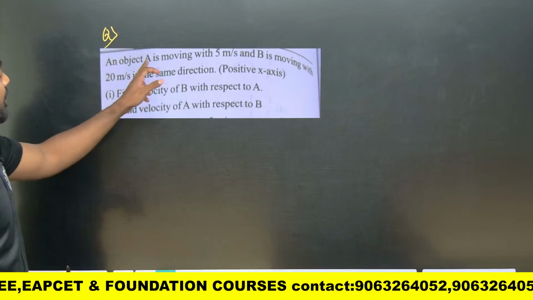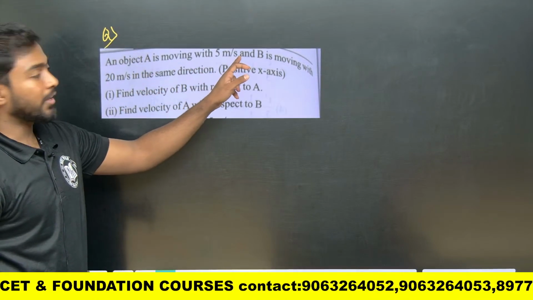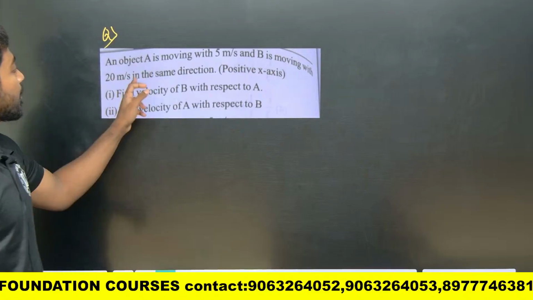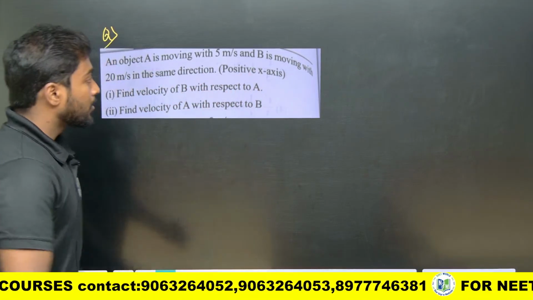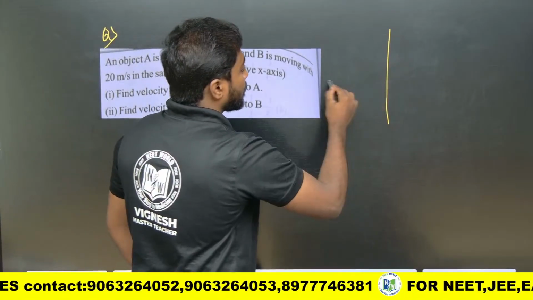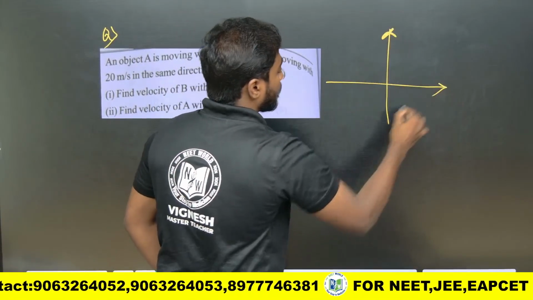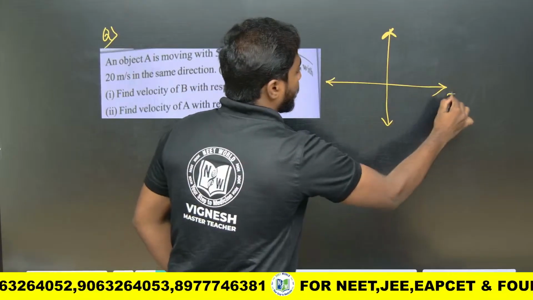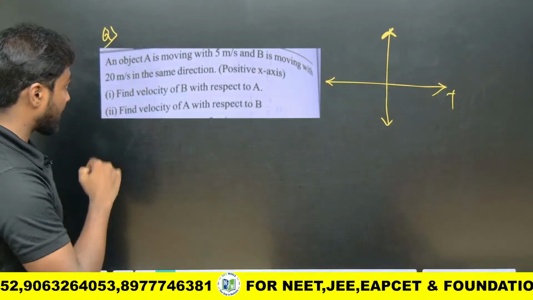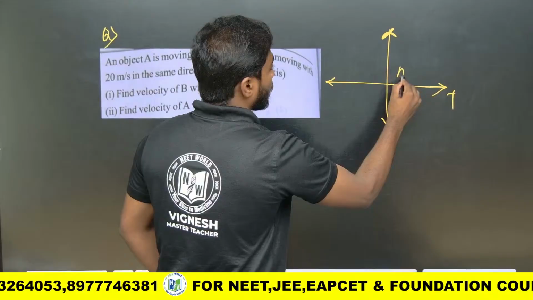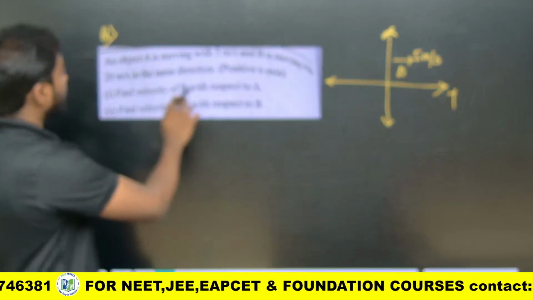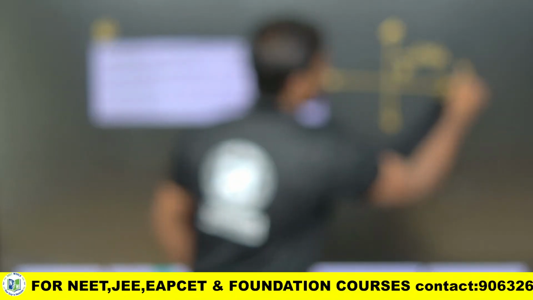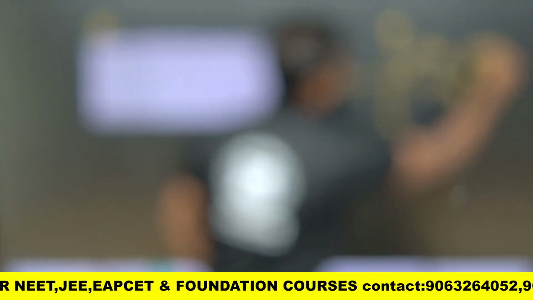An object A is moving with 5 meter per second and B is moving with 20 meter per second in the same direction, that is the positive axis they have given. So let me take the axis. This is the positive x axis, in the same direction they said. So A is moving with 5 meter per second, B is moving with 20 meter per second.